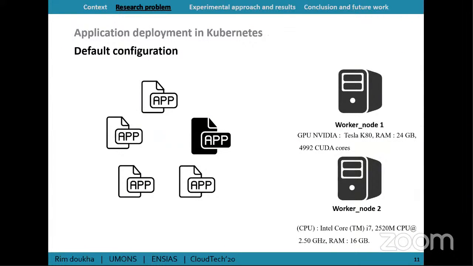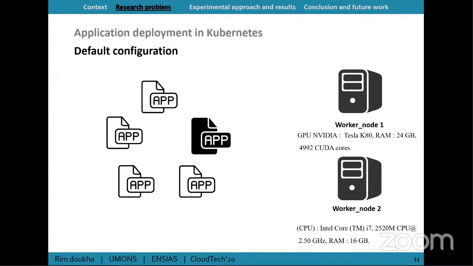Okay, so let's take this example of having 5 applications to be deployed in the infrastructure. The white applications don't need an HPC, a high performance computing resource, to be executed. And the black one is a deep learning application that needs HPC resources. And we have 2 worker nodes. The first worker node is with GPU and the second worker node is with CPU.